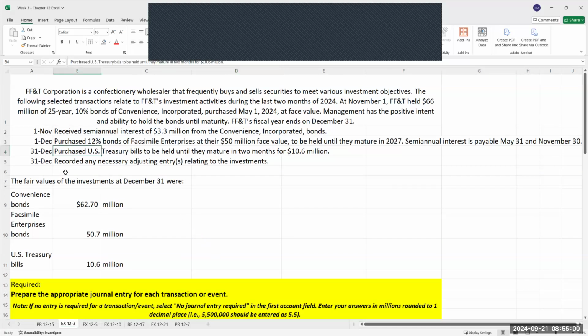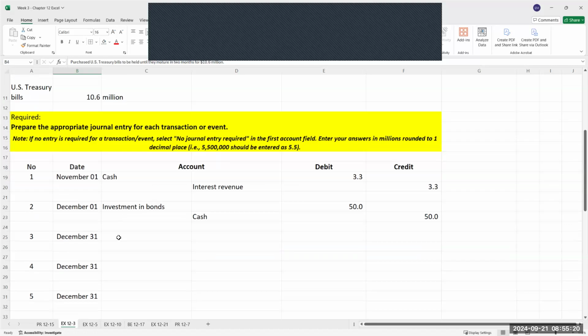On December 31st, it says we purchased U.S. Treasury bills to be held until they mature in 2 months for 10.6 million. So similar journal entry to December 31st. In this example, we purchased 12% bonds of an entity. And on December 31st, we purchased U.S. Treasury bills. They're both considered bonds. So our journal entry would be similar.